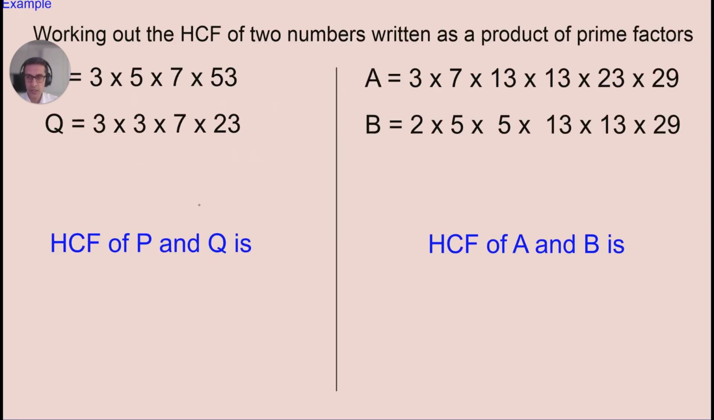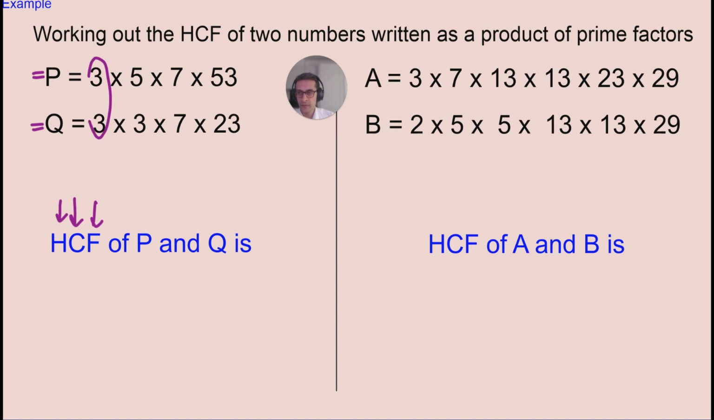Okay, so another example here. Work out the highest common factor of the two numbers written as a product of prime factors. Now, again, important to notice, we don't actually need to work out what the original numbers are. Doesn't matter, we don't need to do 53 times 7 times 5 times 3, but we do have the two numbers given to us in prime factor form. So what's common to both? Because you want common factors and we want the highest ones.